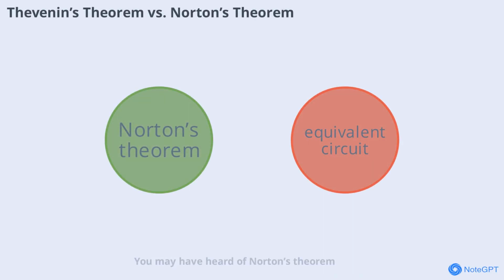You may have heard of Norton's theorem, which is closely related to Thevenin's theorem. While Thevenin's theorem uses a voltage source and series resistor, Norton's theorem uses a current source and parallel resistor. Both theorems are mathematically equivalent and can be converted into each other. Understanding both gives you more flexibility in circuit analysis and helps you choose the best approach for any situation.